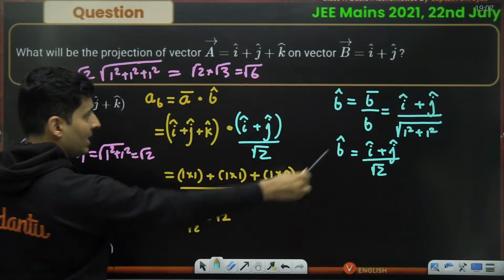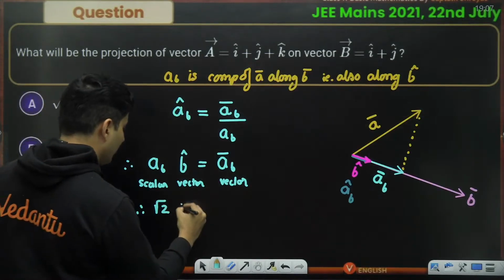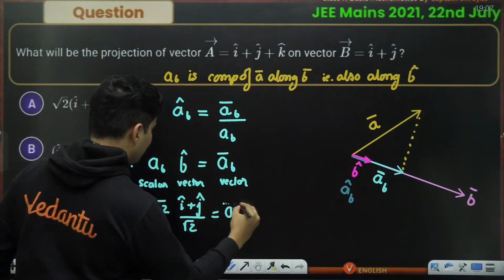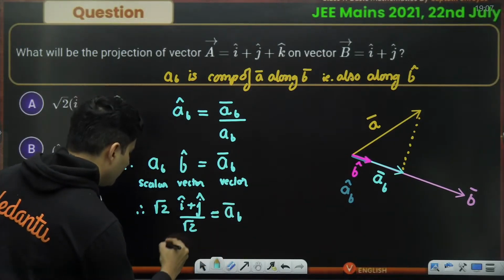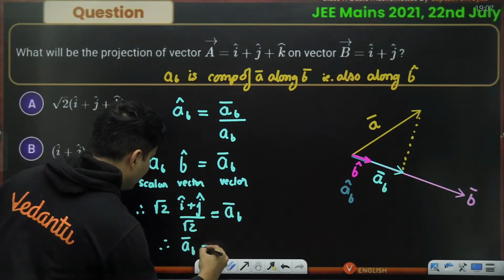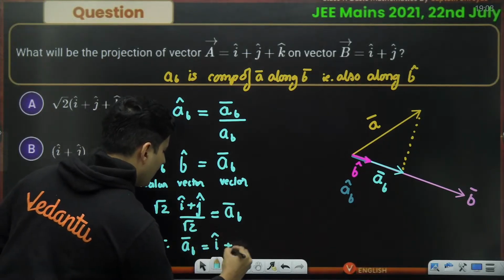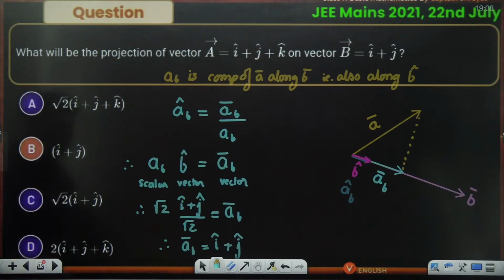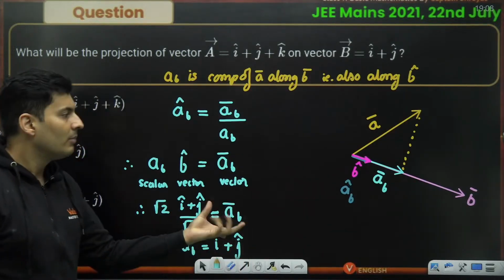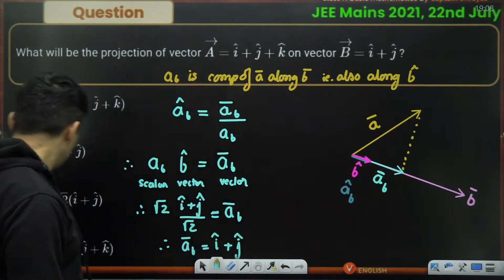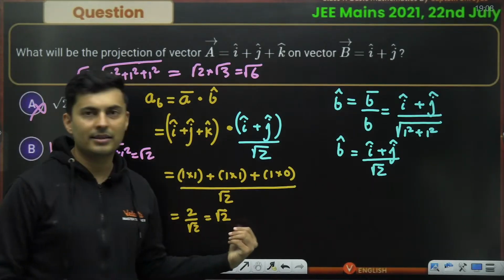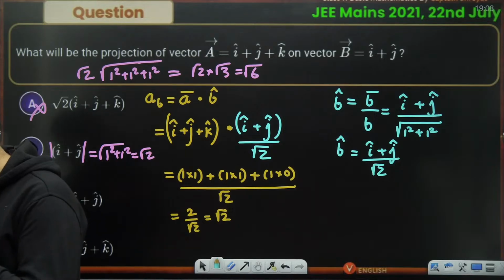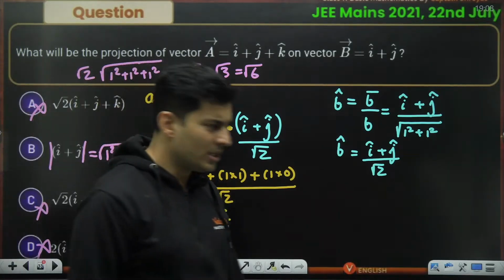What is B hat? B hat, we found it over here, which is nothing but I cap plus J cap by root 2. So that is nothing but our vector itself. Therefore, root 2 cancels, and our vector will be I cap plus J cap, which is option B, of course. This is how you can find the vector itself. But if the length is asked, then the solution would have ended in the last slide, which is just root 2. Clear, everyone?